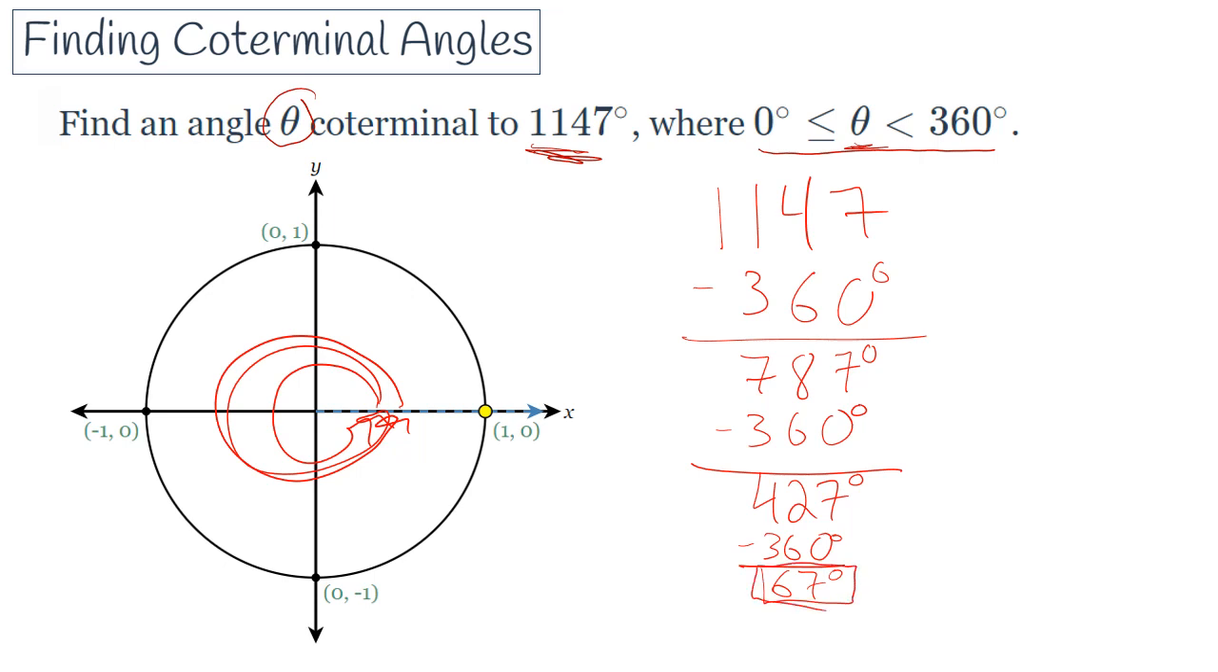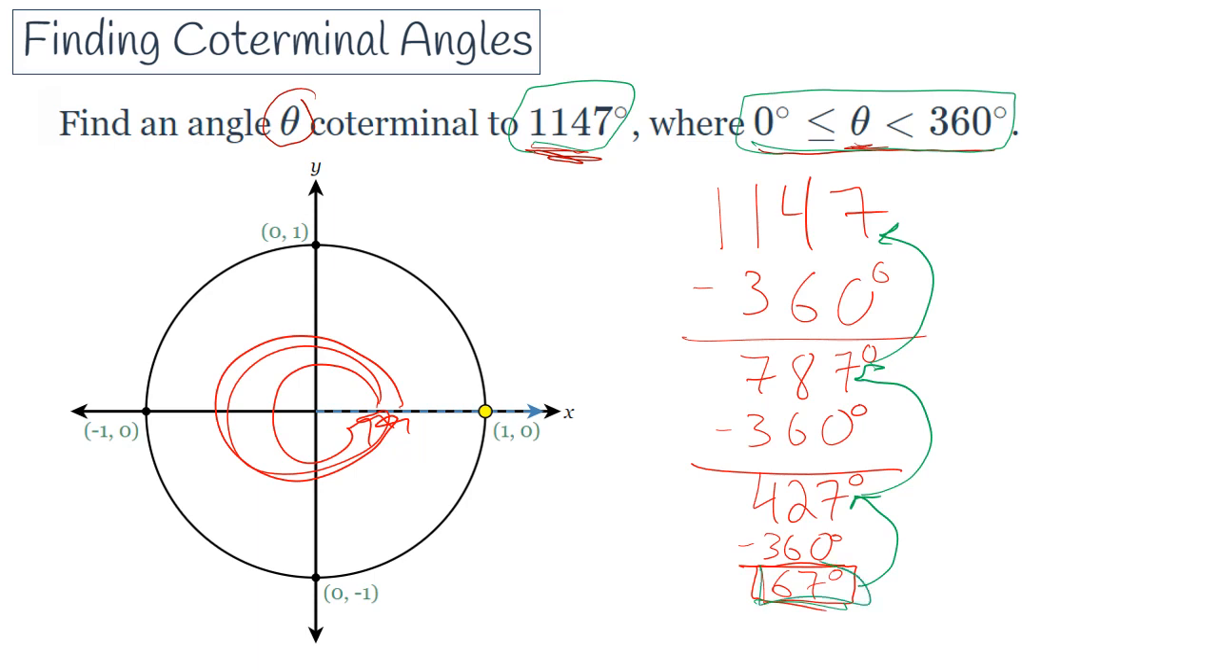That right there would be your answer. That's what you're going to type into Delta Math. That's the angle, that's theta, that's between 0 and 360. And what we would say is that 67 and 1,147 are coterminal angles, because if we were to drag this dot around 1,147 degrees, it would be at the exact same spot as 67. Technically 67, 427, 787, and 1,147 are all coterminal angles. All of those would land at the same spot on the circle. But what we're looking for is the smallest one, the angle that's between 0 and 360.